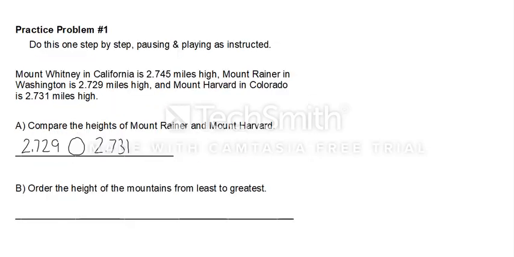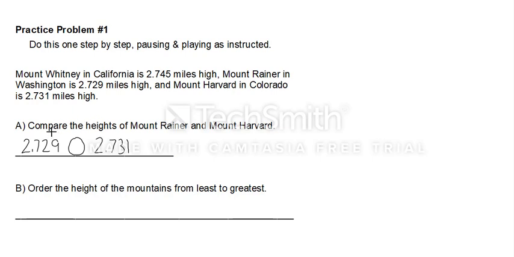So now that we know our common mistakes, let's start with our practice problem number 1. Remember to do this step by step, pausing as instructed and then checking back in. So Mount Whitney in California is 2 and 745 thousandths of a mile high, and Mount Rainier in Washington is 2 and 729 thousandths of a mile high, and Mount Harvard in Colorado is 2 and 731 thousandths miles high.